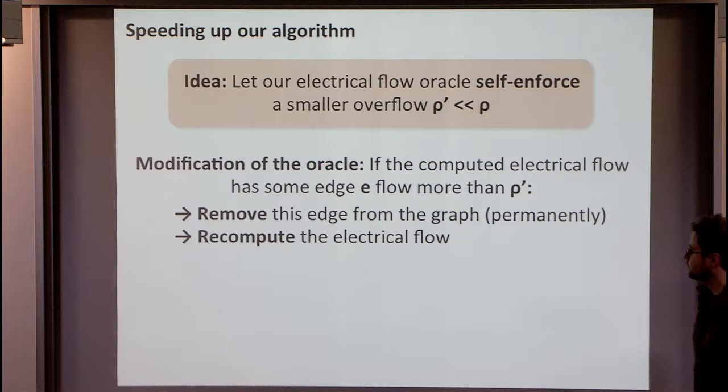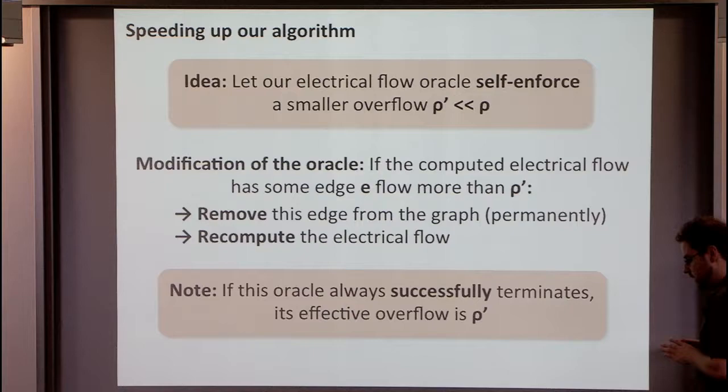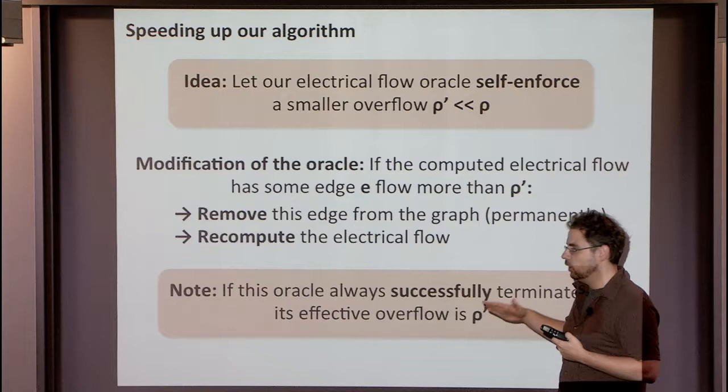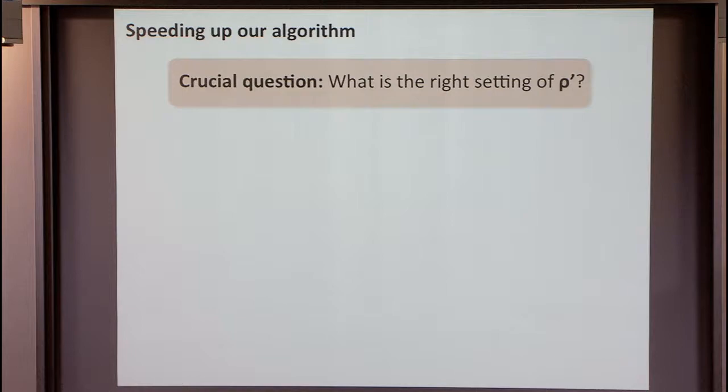So clearly, what you can observe is that if this strategy always ends up working, so that after not too many iterations we get a solution that we like, then clearly the whole multiplicative weight update framework will allow us to conclude that we have an oracle with rho prime. So we will get a running time that's proportional to rho prime as opposed to rho. Okay? But of course, this is a bit tricky, because the question is what is the right setting of rho prime to make it all work?